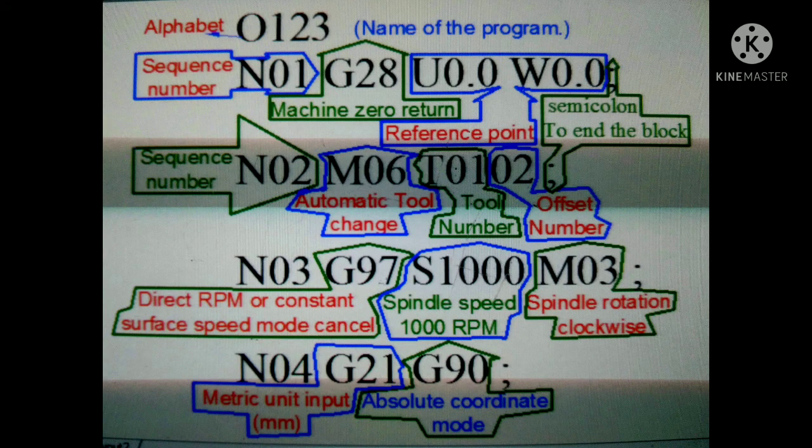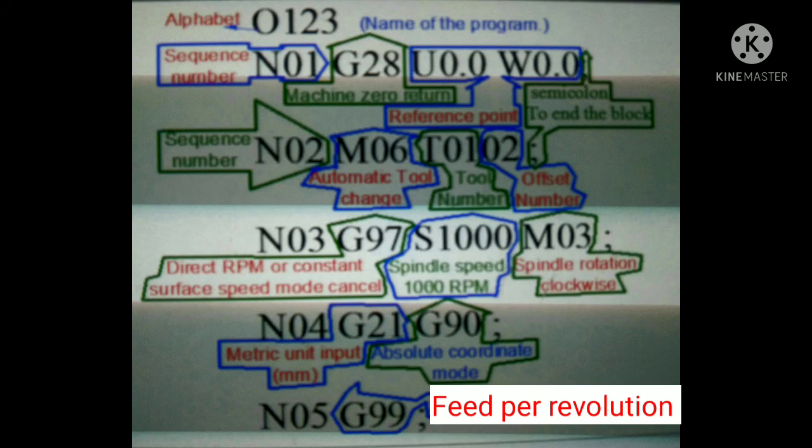The next sequence number is N04, and we use the code G21 G90, and after that a semicolon to end the block. Here we use G21 for metric units input, that means millimeter, and G90 for absolute coordinate mode. The next sequence number is N05, and the code is G99, and after that a semicolon to end the block. In this line we use G99 to give the feed of the tool per revolution.